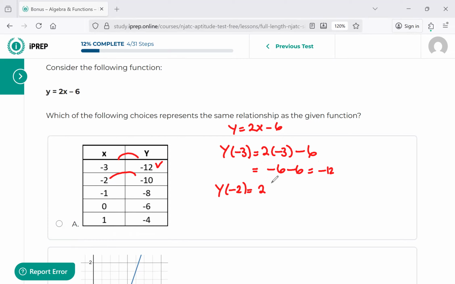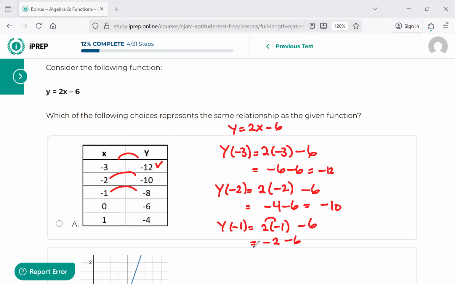So it's 2 times -2 minus 6. 2 times -2 is -4 minus 6, which is -10. That works. Let's try one more just to be safe. X is -1. So 2 times -1 minus 6. 2 times -1 is -2 minus 6, which is -8.